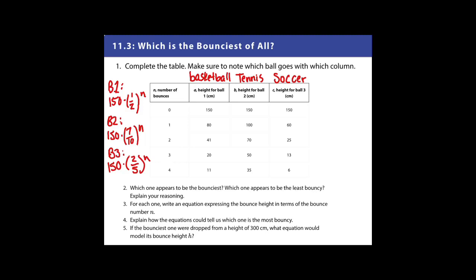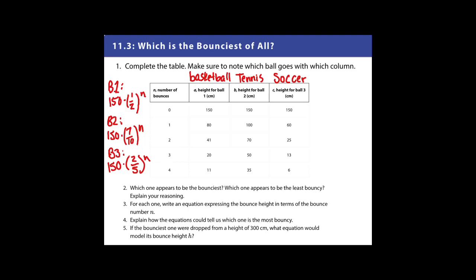Number 4, explain how the equations could tell us which one is the most bouncy. The bounciness of the ball is measured by the rebound factor, which is the base of the exponential expression, that is half for the first ball, 7/10 for the second ball, and 2/5 for the third ball. The larger this number, the bouncier the ball.